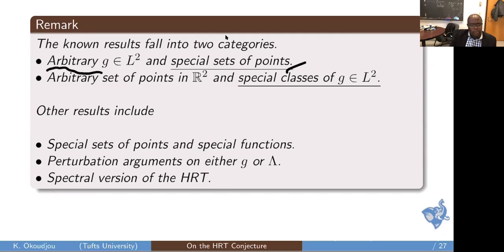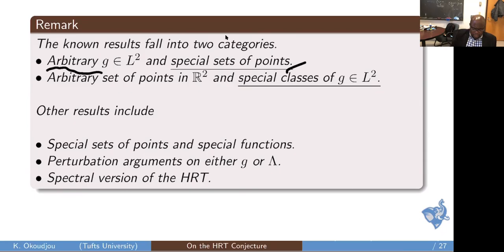There are some perturbation arguments that you can use as well. If you assume that the HRT is true for a function G, then you can probably show that it has to be true for functions that are close enough to G. On the other hand, if you know that it's true for a given function G and a given set of points, then it's not too difficult to prove that you can wiggle those points a little bit, and the conjecture will remain true in the neighborhood of those points. And then there is a spectral version of the HRT conjecture, which I'm not going to talk about today.